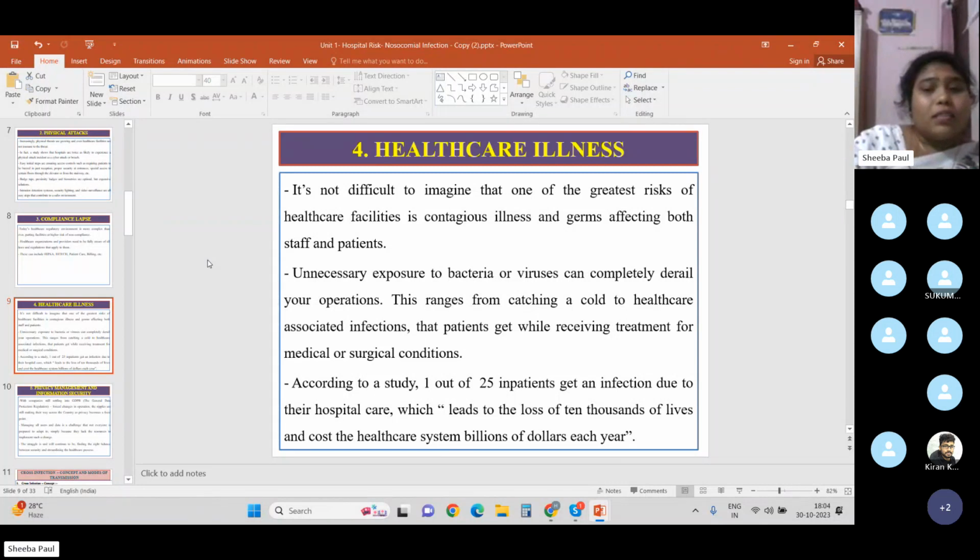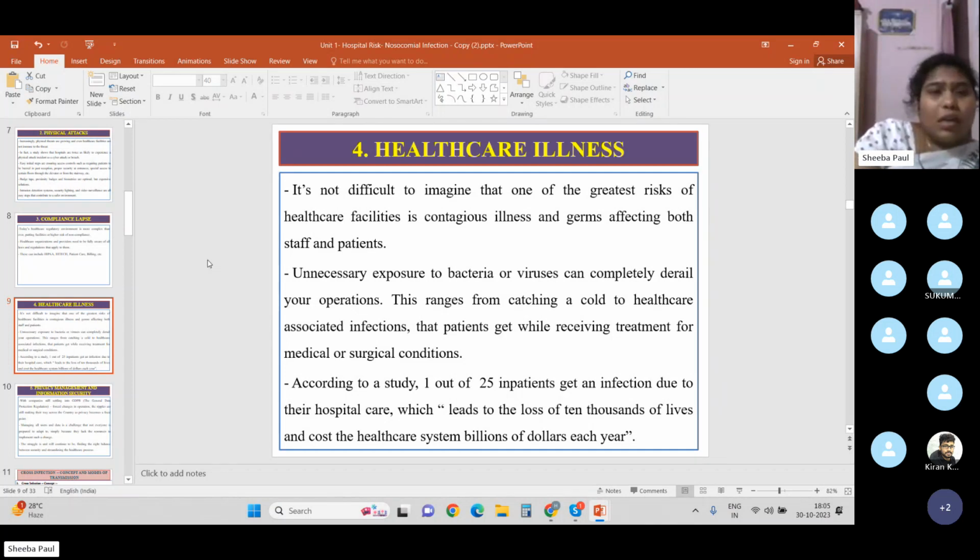So it's like every hospital you take, there are a number of hospitals across the globe. So across the globe, however many are treated, among 25 patients, one develops an infection, and due to that, there are 10,000 of lives being lost. And the loss is not only of the patient or patient's family, but also for the medical fraternity, as the health system has a loss of billions of dollars every year.